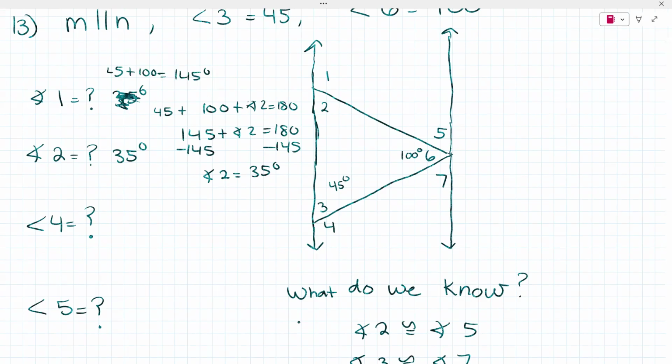Can we figure out what angle 4 is? Yes, we can. So how would I find angle 4? Well, angle 3 and angle 4 form a straight line, so they're supplementary, right? So you could say 45, because that's angle 3, plus angle 4 adds up to 180 degrees. Subtract 45 degrees. So angle 4 is going to be 180 minus 45, which is 135.